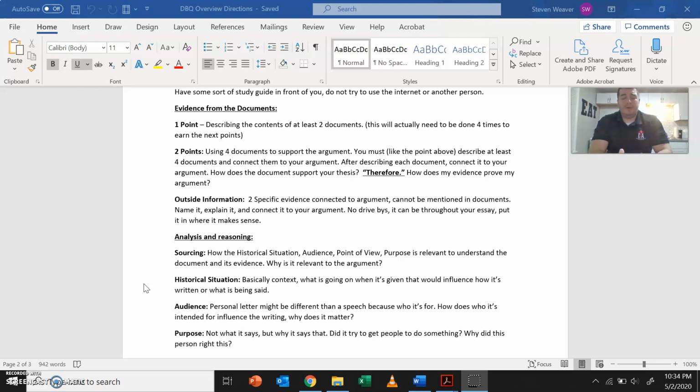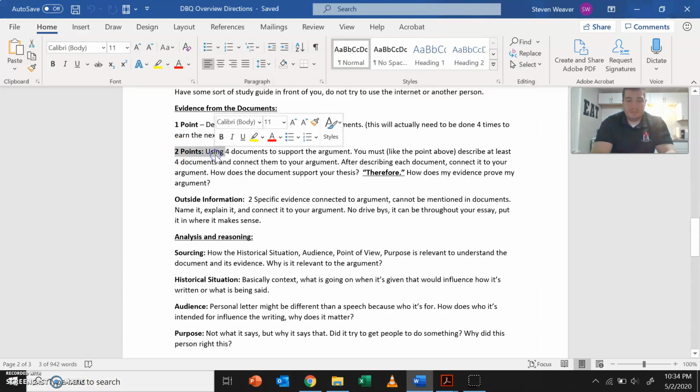So now that we've talked about the thesis and the context, how to group the documents and so forth, let's start to look at how to get the rest of the points in the body paragraphs. So evidence from the documents is worth technically 5 points. Evidence total is worth 5 points, but evidence from the documents is worth 3 right here that you can see on the screen. So you get 1 point just for describing or basically summarizing two of the documents. You're going to actually need to do it 4 times to earn the second 2 points as well.